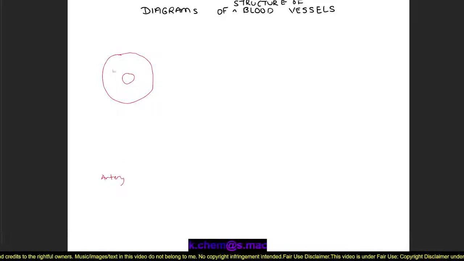And I'm going to add to this drawing the labels that I would expect you to put in your diagram of the artery. So we have here the opening through which blood flows, and this opening is called the lumen. So we say that an artery has a small lumen, and this is because the artery consists of walls which are thick elastic walls.